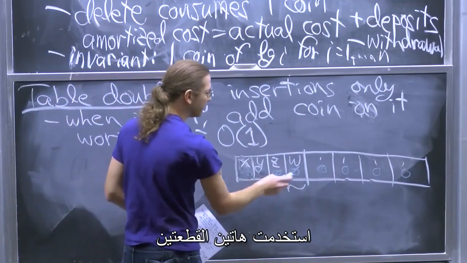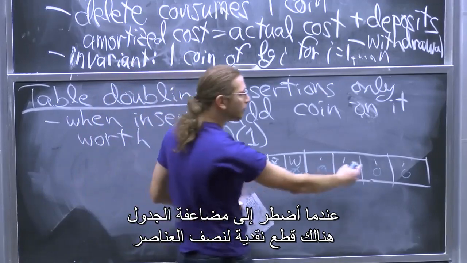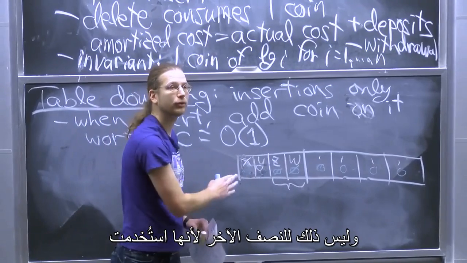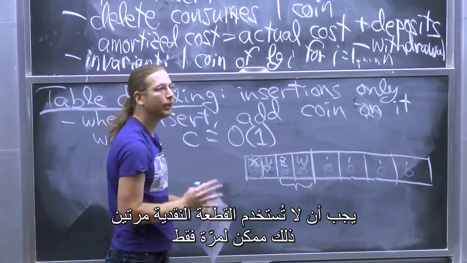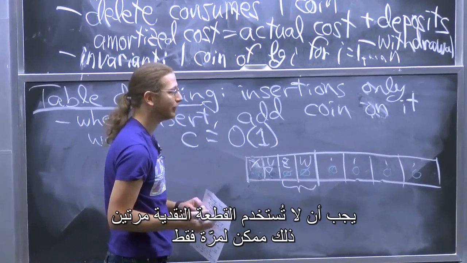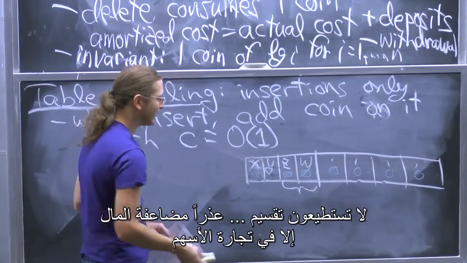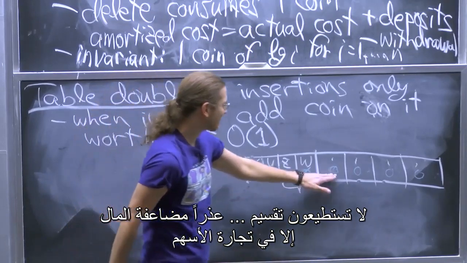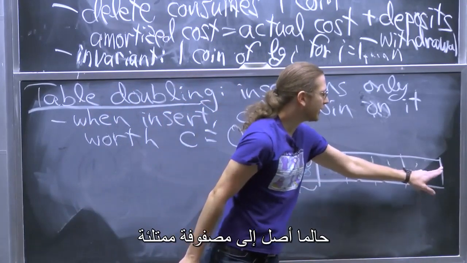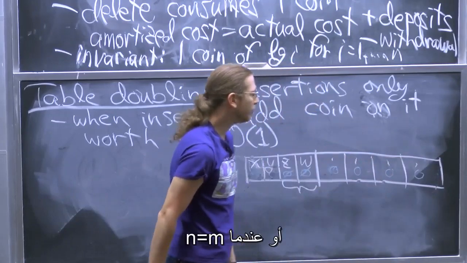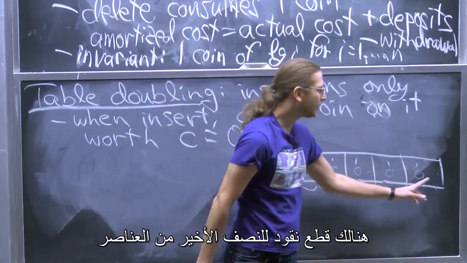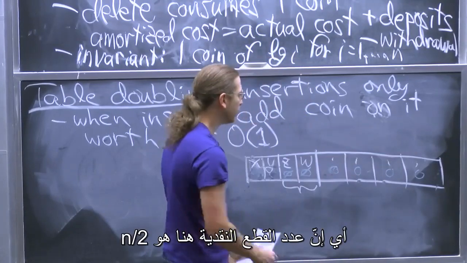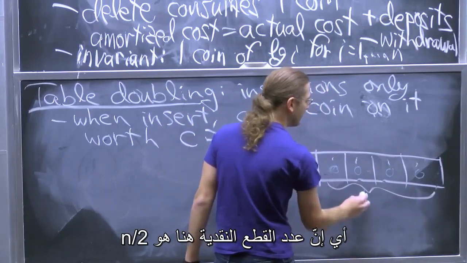So I used up these guys. By the time I have to double again, half of the items have coins. The other half don't, because I already used them. You have to be careful not to use a coin twice, because you only get to use it once. You can't double money, unless you're doing stocks, I guess. So as soon as I get to a place where the array is completely full, when n equals m, the last half of the items will have coins. I'm going to use them in order to pay for the doubling. So the number of coins here will be n over 2.